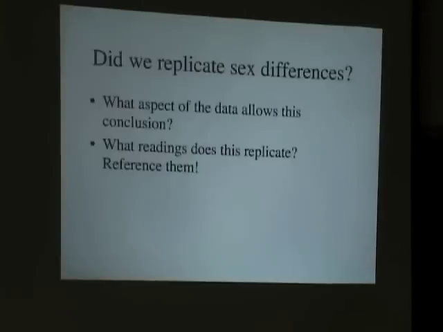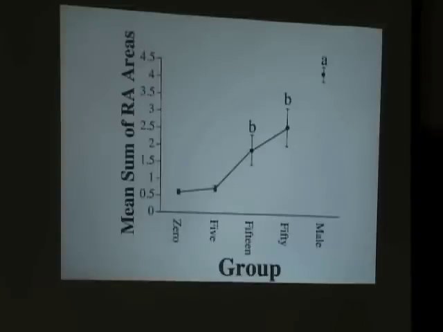Okay, so did we replicate the sex difference? What aspect of the data allows that conclusion? You want to walk the reader through it. Don't make us think. It should be so clear we don't have to think. We hate it when that happens. We have to think. All right? So don't make us think. Does this reference the readings that this replicates? Okay? Let's see. I got a little bit of time.